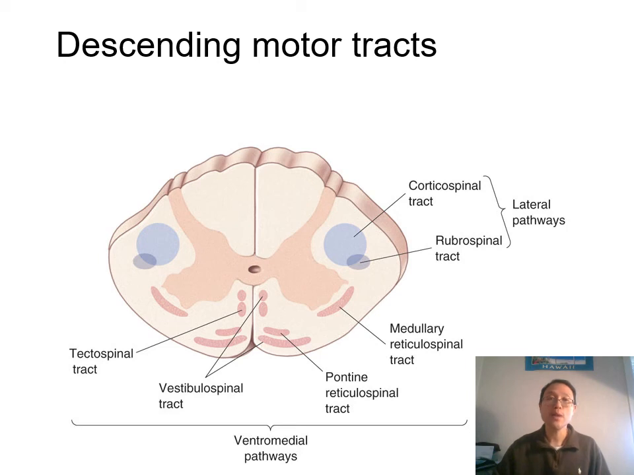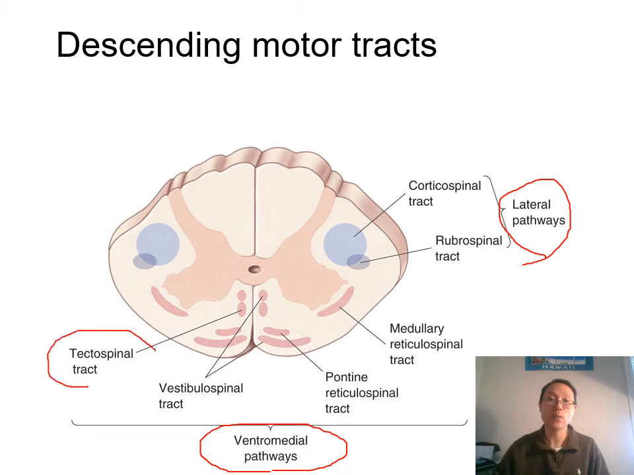Now, when it comes to the descending motor tracts, when you look at a cross section of the actual spinal cord, you see that there are many areas. There are two lateral pathways: one is the corticospinal tract, and another one is the rubospinal tract. And then you've got the ventral medial pathways, and that consists of many motor tracts.